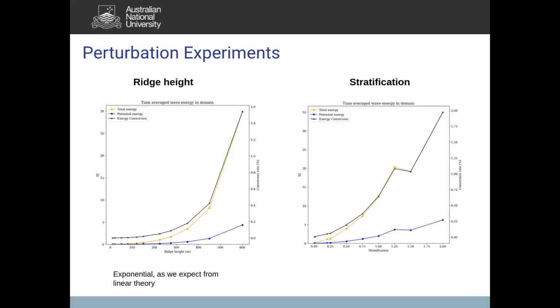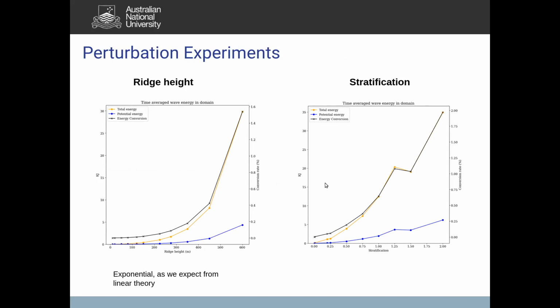So just a couple of perturbation experiments. Unfortunately, we don't have theory to compare against. We weren't able to get the analytical solution working, but if we modify the height, we get this exponential looking result, which is nice because that is actually what our theory did predict, which, yeah, does sort of make sense.